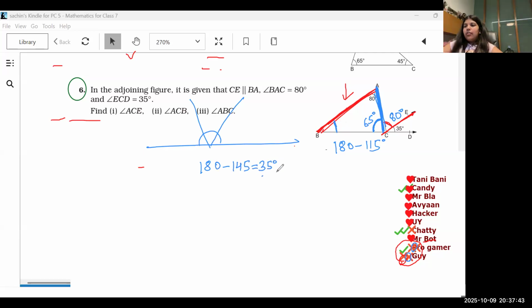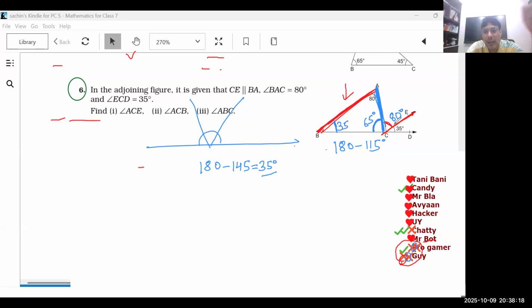Sir, I have a doubt. Yes. Sir, over here, since the total sum is 180 and angle A is 80, it will be 100. So the sum of angle B and C would be 100. Why? Because angle A is 80. Yes, B and C will be 100. So sir, angle ACD should be equal to 100.